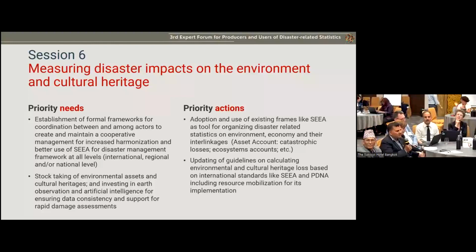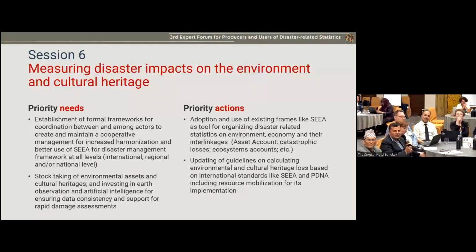And then second one is the cultural heritage is the most important issue, which shows us our history and civilization. That's why we have to take the stock of those environmental assets, and then for that purpose we have to invest in the earth observation systems as well, not only for physical appearance, but implementation on the artificial intelligence, and then ensuring that data consistency and support for the rapid damage assessments are in place in many countries.